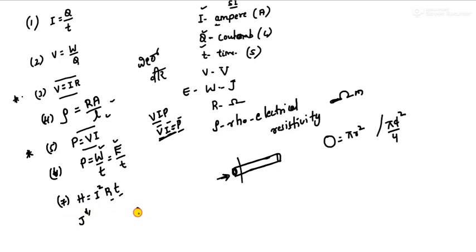And then we have resistors in series. When two resistors are in series, then total resistance in series is equal to the sum of the individual ones, R1 plus R2. Then we have resistance in parallel.